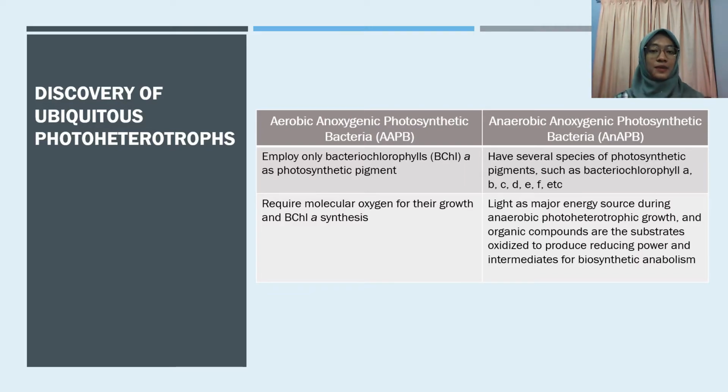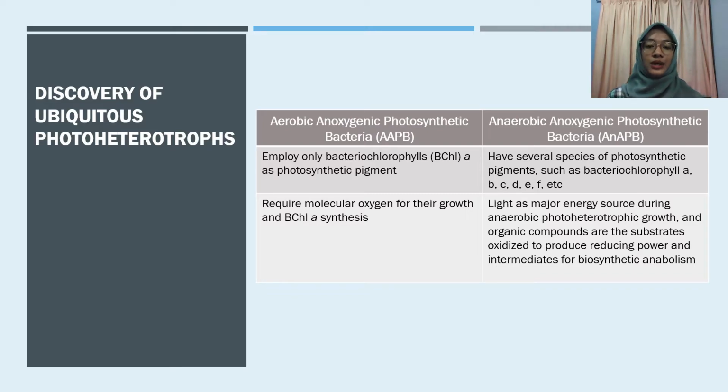Both AAPB and NAPB have bacteriochlorophyll A as their photosynthetic pigment, but the thing that differentiates these two is that AAPB have only bacteriochlorophyll A as the sole photosynthetic pigment, but NAPB have several species of photosynthetic pigment, such as bacteriochlorophyll A, B, C, D, E, and F.